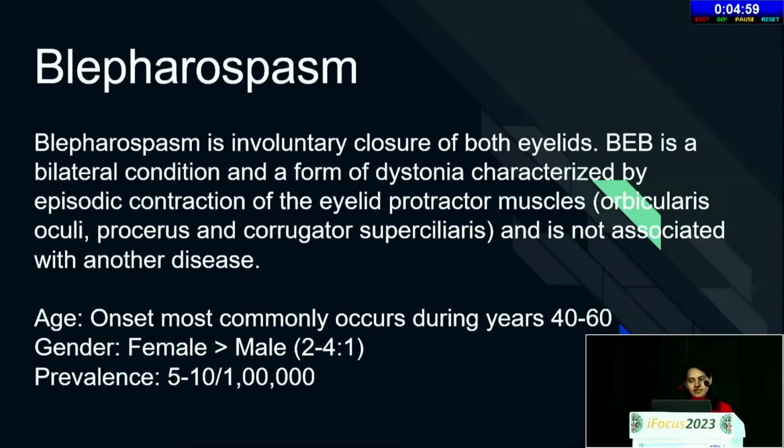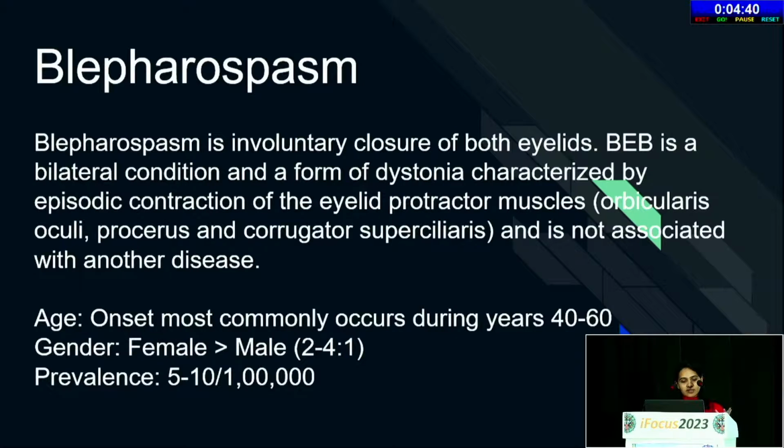So this is how we would understand, learn and answer in our examinations. So what is blepharospasm? Blepharospasm is involuntary closure of both eyelids. Benign essential blepharospasm is a bilateral condition and a form of dystonia characterized by episodic contraction of the eyelid protractor muscles, which include orbicularis oculi, procerus and the corrugator supercilii, and is not associated with another disease.